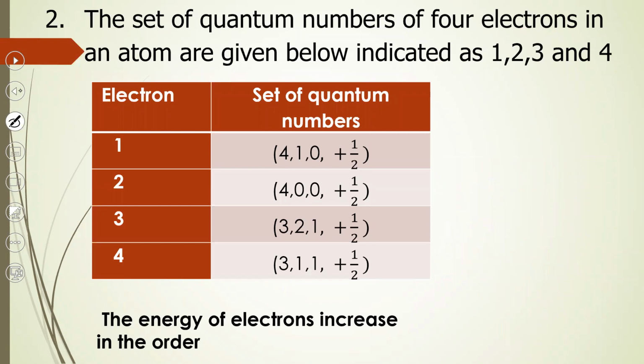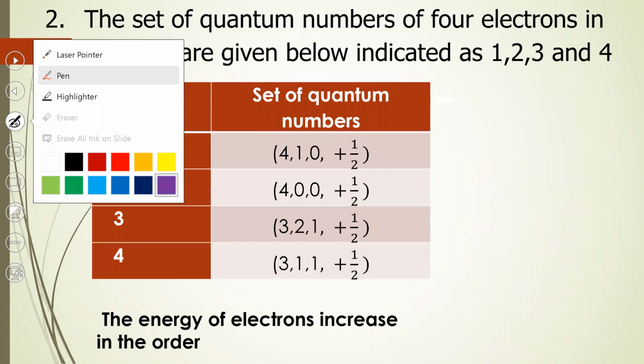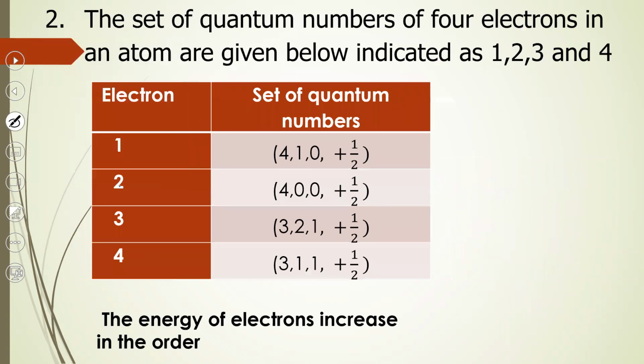What is that? The set of quantum numbers of 4 electrons in an atom given below, indicated as 1, 2, 3, and 4, right? It is clearly mentioned. By observing this configuration, you may be able to catch the proper orbitals, right? This indicates an electron. It is the fourth energy level, isn't it? Main energy level is 4. The 1 indicates the orbit, meaning the sub energy level.